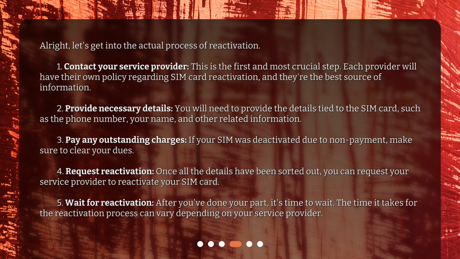2. Provide necessary details. You will need to provide the details tied to the SIM card, such as the phone number, your name, and other related information. 3. Pay any outstanding charges. If your SIM was deactivated due to non-payment, make sure to clear your dues. 4. Request reactivation. Once all the details have been sorted out, you can request your service provider to reactivate your SIM card. 5. Wait for reactivation. After you've done your part, it's time to wait. The time it takes for the reactivation process can vary depending on your service provider.